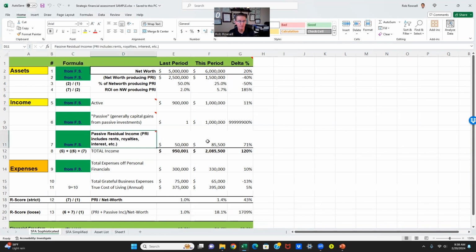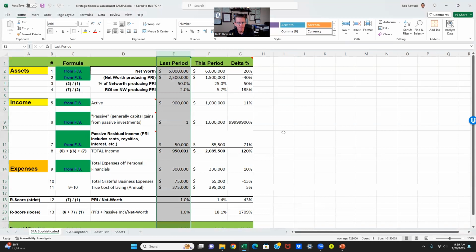Passive residual income is money that comes in regularly without me having to work more than 20 hours per month to produce it. Now, we're all going to have our threshold. I actually use 10 hours a month now, 2 hours a week. If I'm more than that, it's not truly passive to me. But in this person's example, they've got $50,000 coming in from that $2.5 million, which is not great, but it's a number.